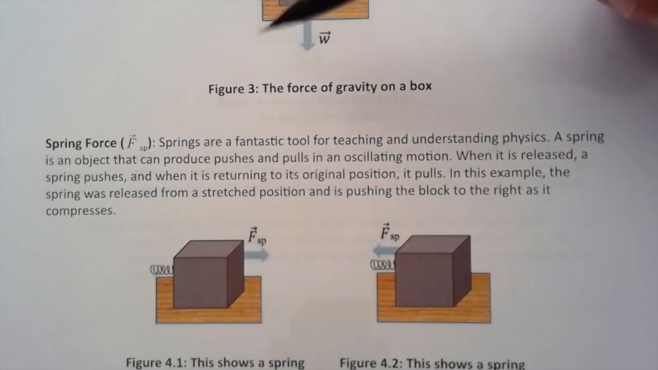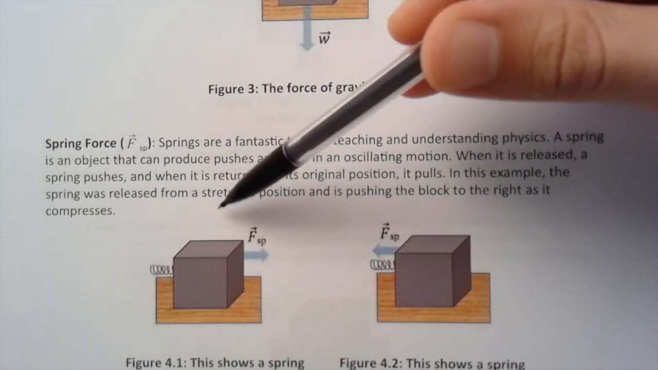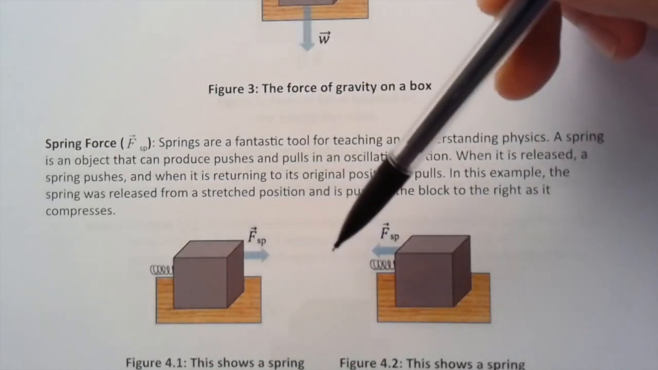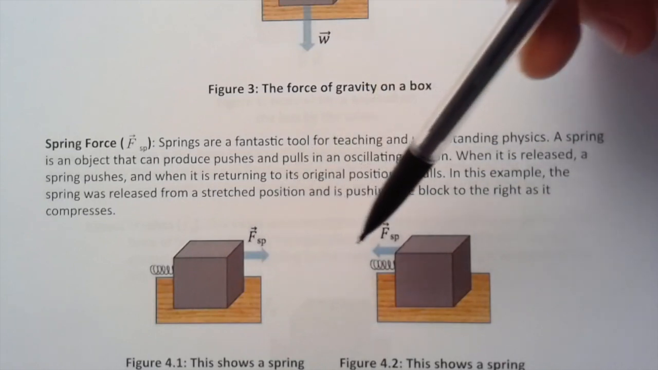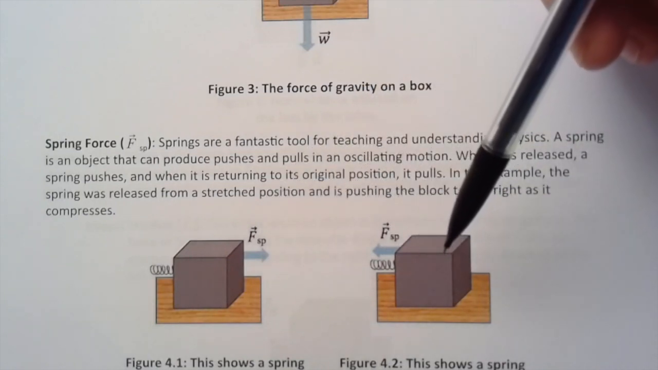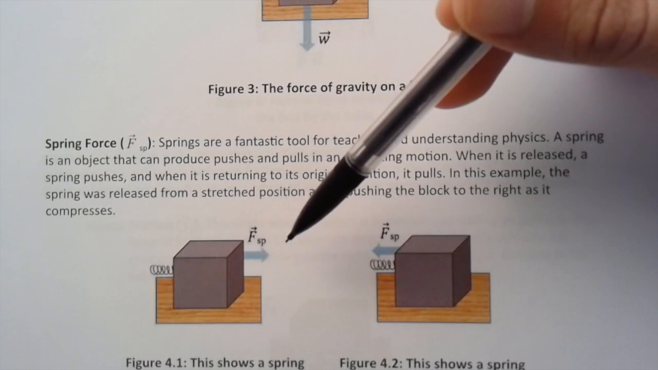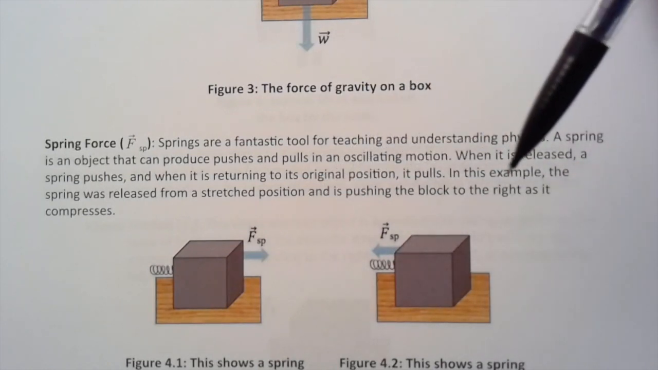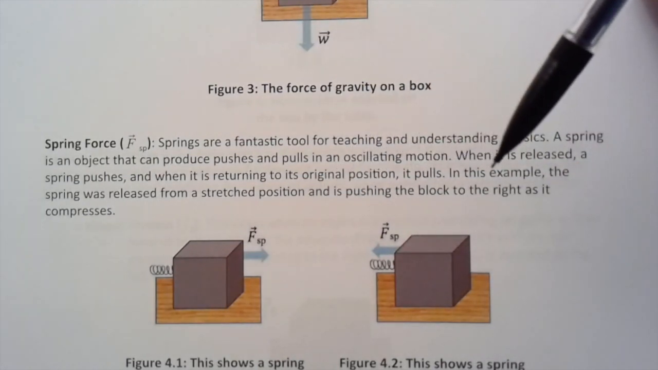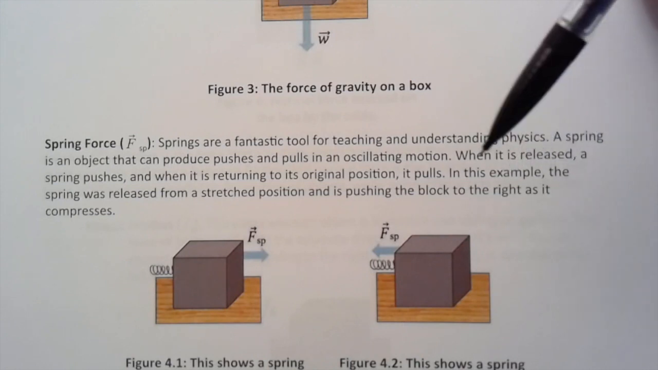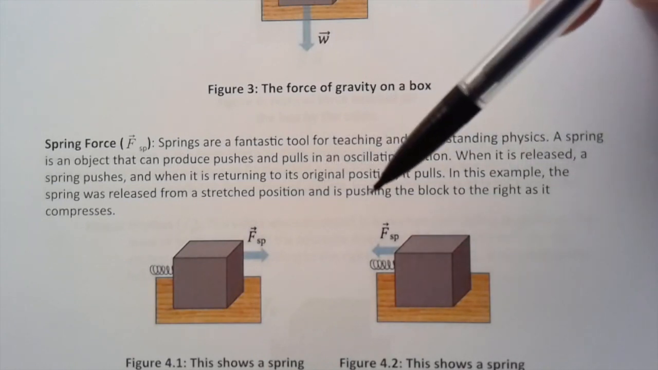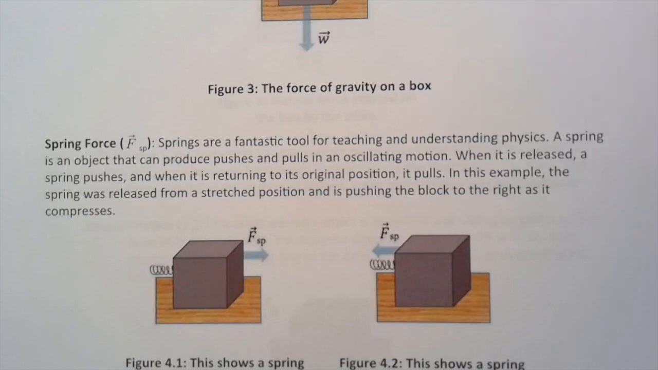And as you can imagine, it's going to be pushed to the right. Then when it reaches the end of its oscillation, it's going to be pulled back to the left. And the magnitude is going to be changing throughout. We're going to be talking about that later too. For right now, just keep in mind that a spring can produce a force in both directions.